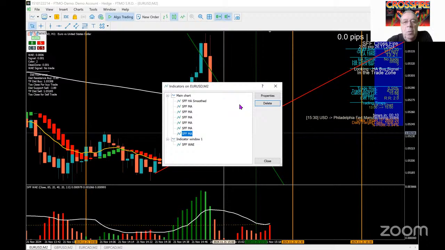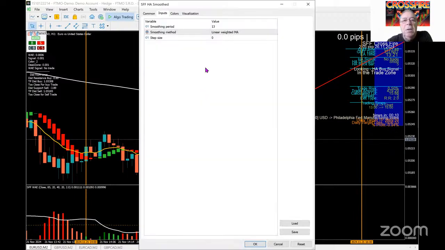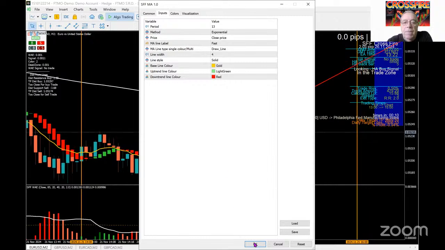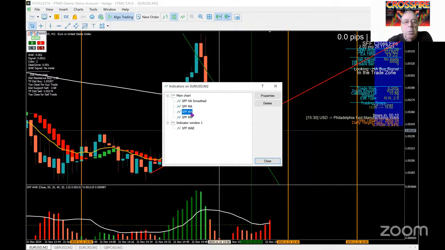And then I can always double check what the values are on each of those. Okay, so we've got one smooth, we've got 3 MAs. So the smooth should be a 13. There we go. And the 3 MAs should be, one should be a 13, and it's actually the solid gold. And these bottom 2 should be 200.